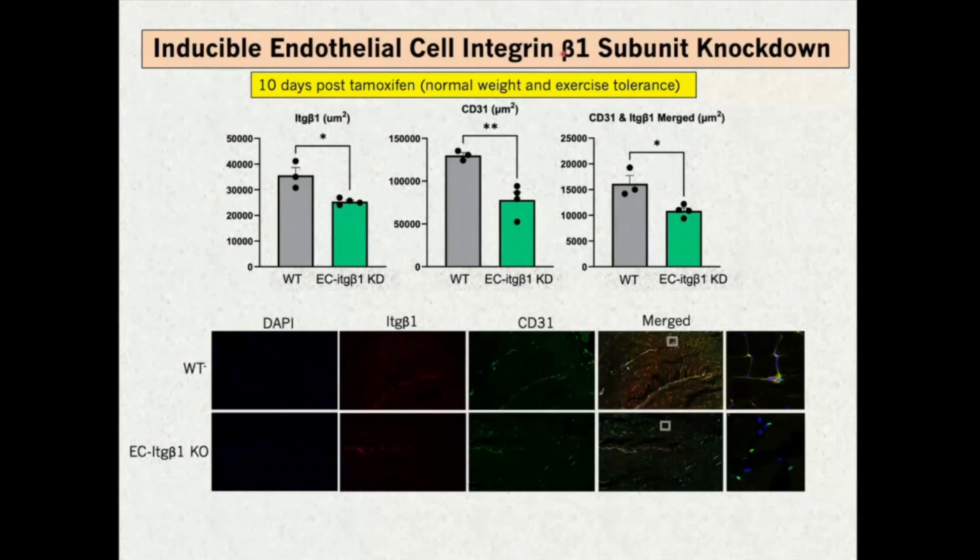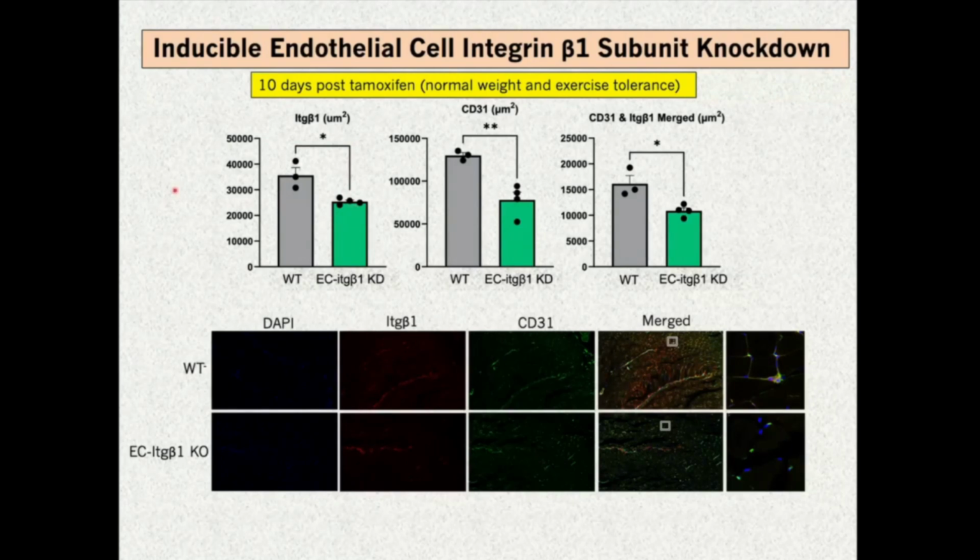Now, deletion of integrin beta 1 from the endothelial cell is embryonic lethal. And in fact, an inducible knockout after about 4 weeks becomes lethal as well. Now, we worked really hard to find the sweet spot where we could induce it, knock it out, or knock it down rather, and the mouse would still be healthy. So we found 10 days after tamoxifen injection, we had just a modest knockdown in integrin beta 1.